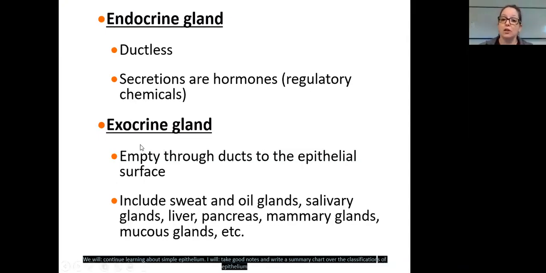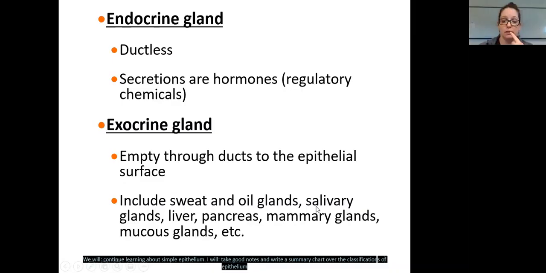And then you have exocrine glands. So endo, inside; exo, outside. These empty through ducts to the epithelial surface. So these are our sweat glands, which are known as sudoriferous, and our oil glands, which are known as sebaceous glands.